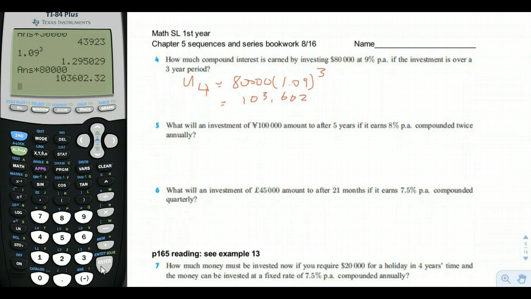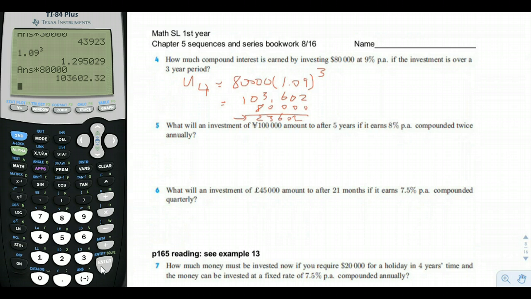How much compound interest is earned? So they're asking for the amount of interest, so you need to subtract off the original amount, which is 80,000. You're left with 23,602.